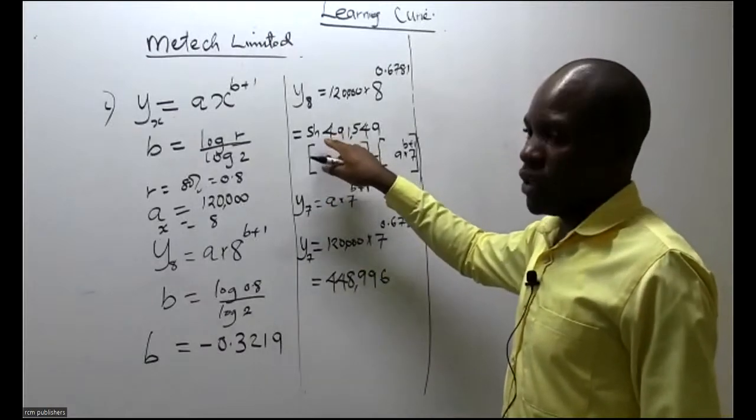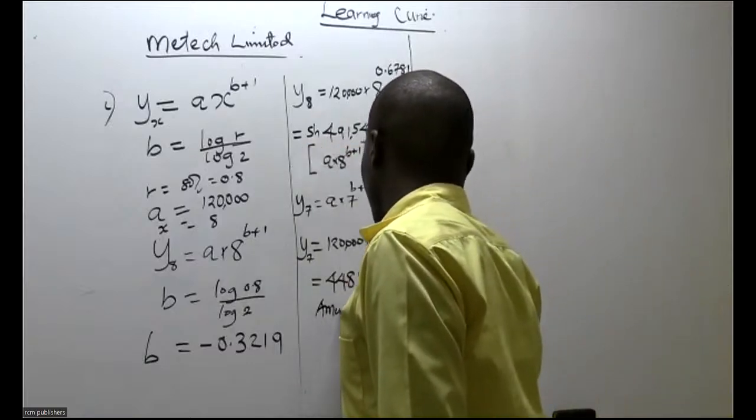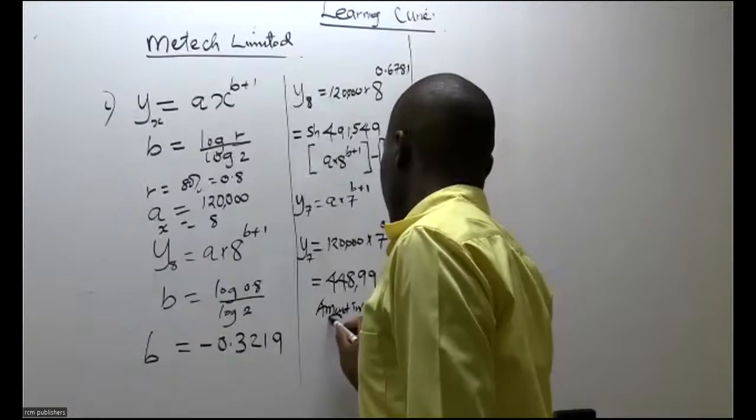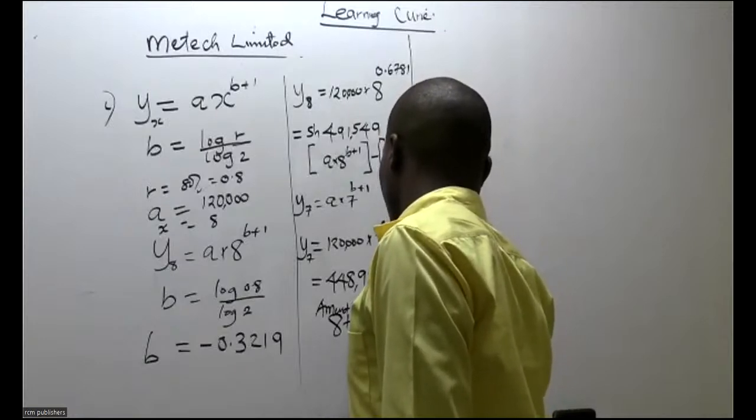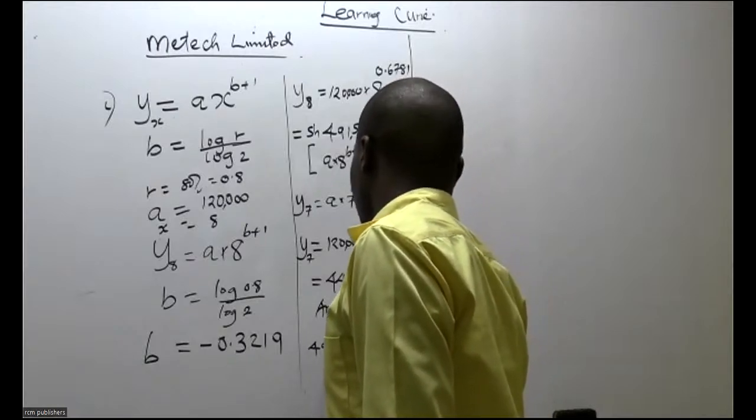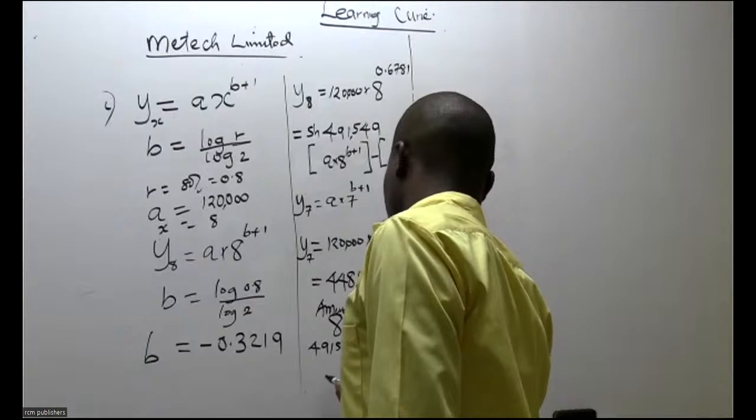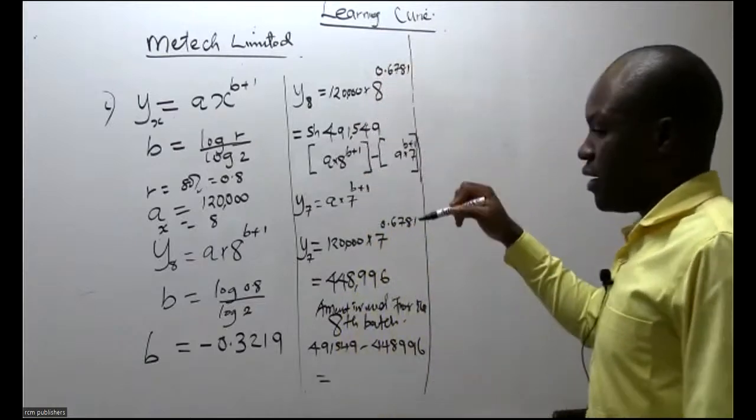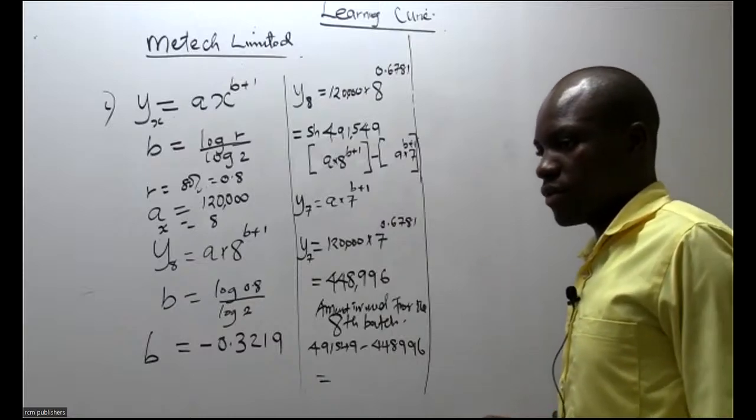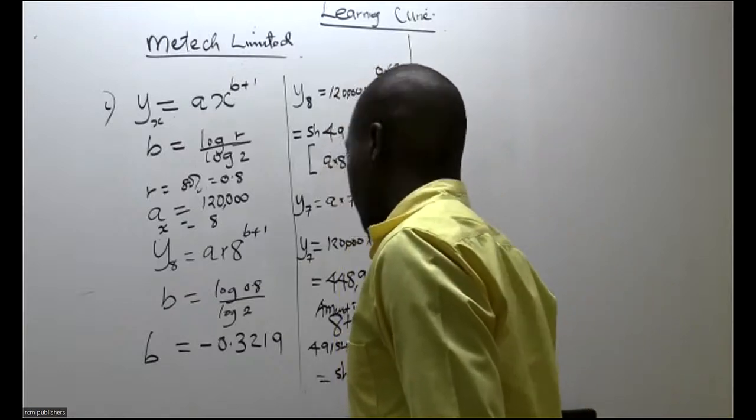This is the total amount you are going to incur to produce the first 8 batches. So it means the amount incurred for the 8th batch is basically 491,549 less 448,996. So what will we have for the 8th batch? How much will you incur to produce the 8th batch? Shillings 42,553.